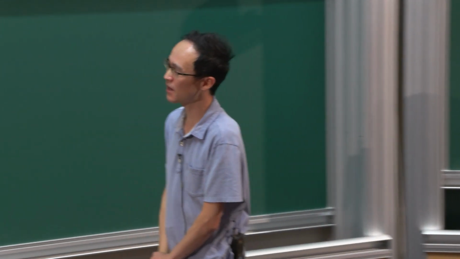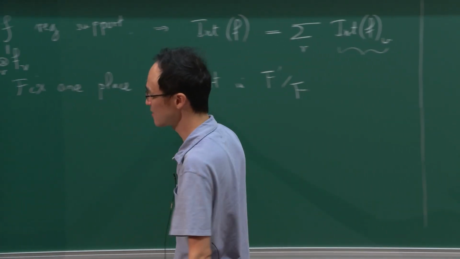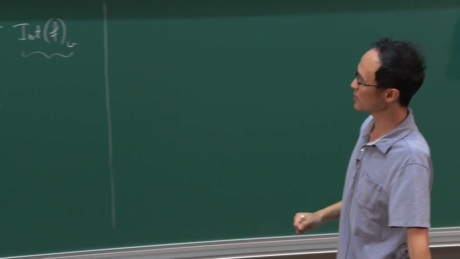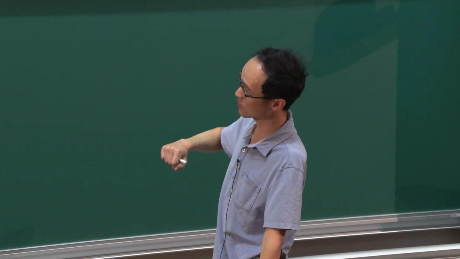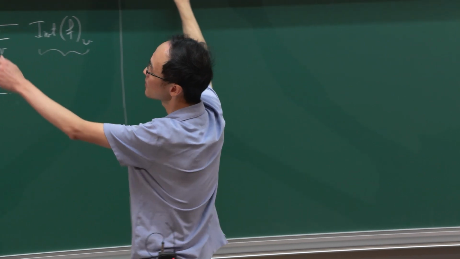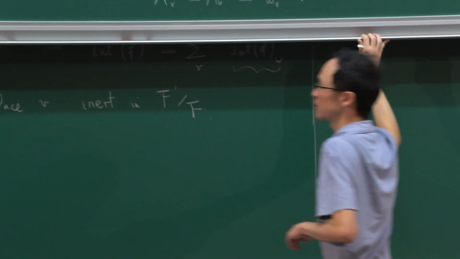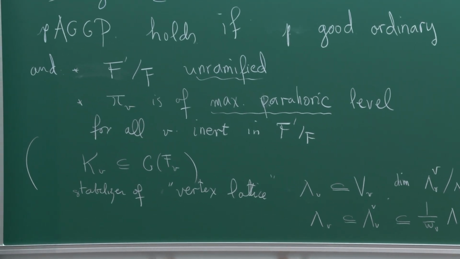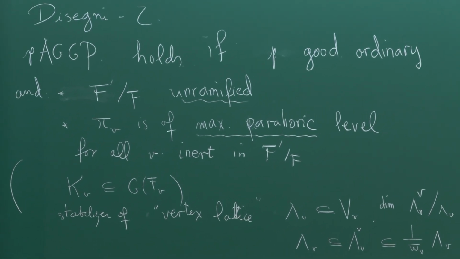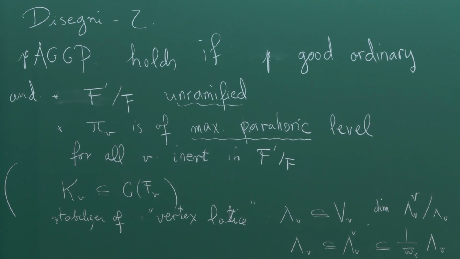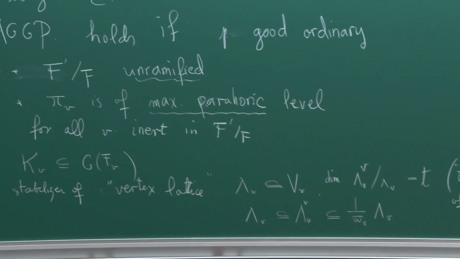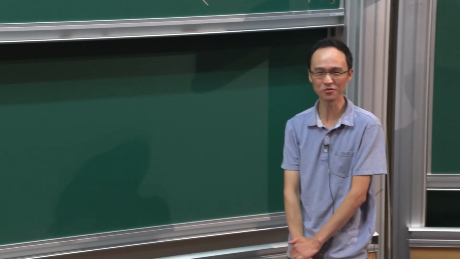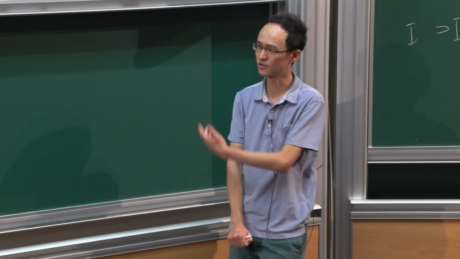So if you have an inert place, which means locally this extension is unramified, you can consider the level structure attached to what I wrote here, those maximal parahoric subgroups attached to vertex lattices. So in this case, you can produce integral models which are regular. In fact, they are even strictly semi-stable, which is very desirable for doing intersection theory.